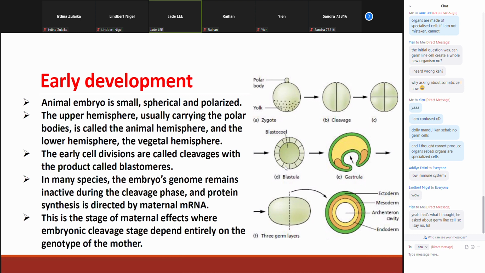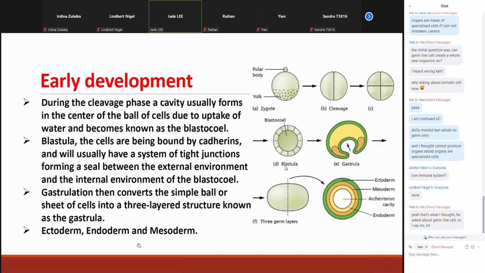So you must bear in mind that at the very early cleavage, the proteins that carry all the information are from the maternal mRNA, but not from the zygote itself. Okay, so this is the stage of the maternal effect, where the embryonic cleavage depends entirely on the genotype of the mother.